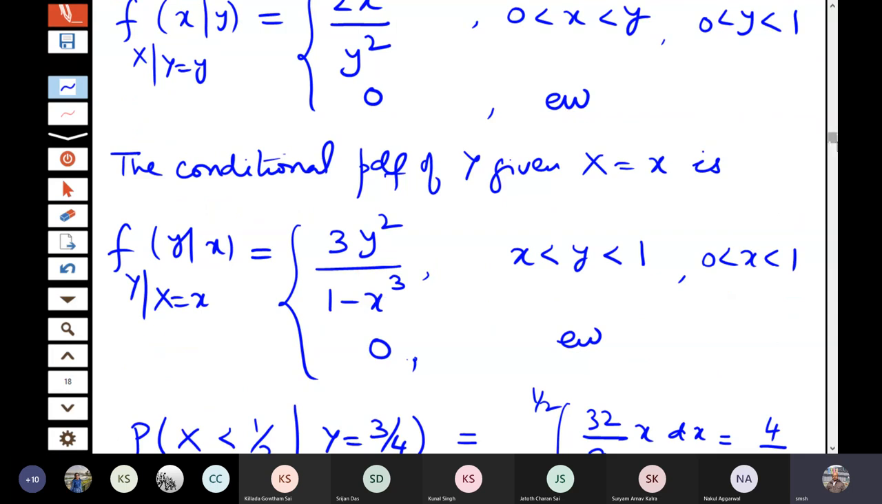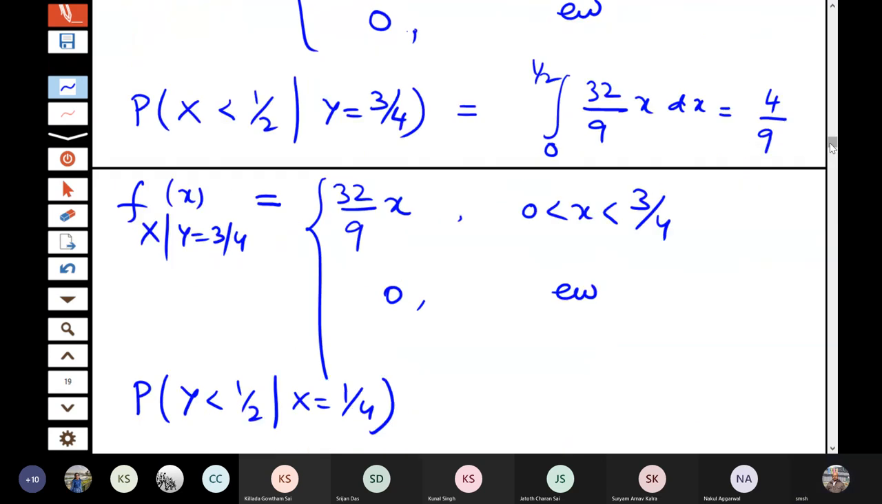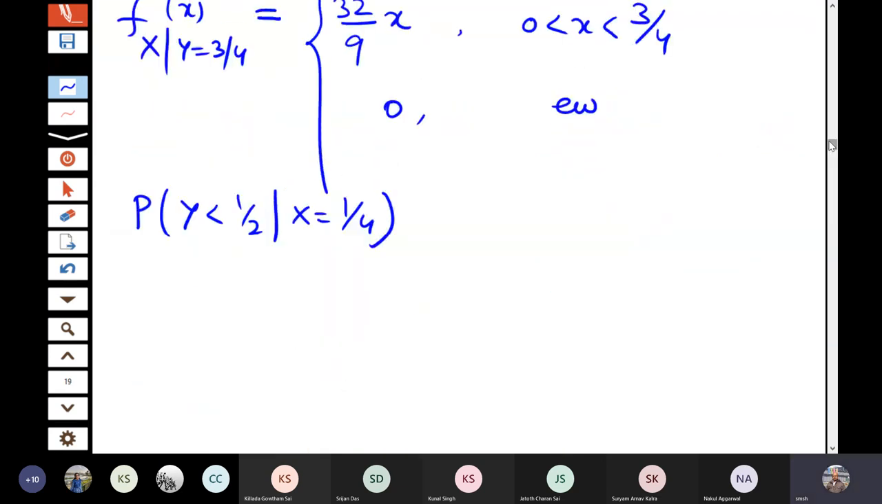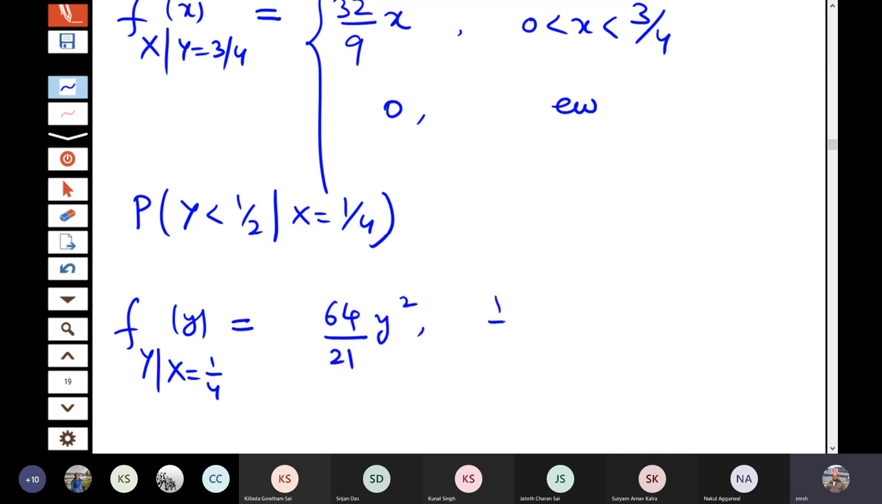If you put that, you will get f y given x is equal to 1 by 4. That is becoming 64 by 21 y square for 1 by 4 less than y less than 1, and it is 0 elsewhere.